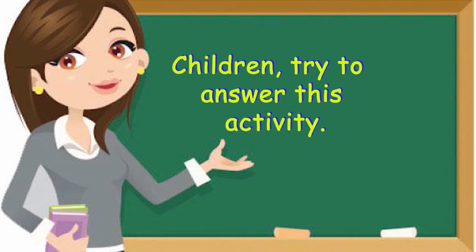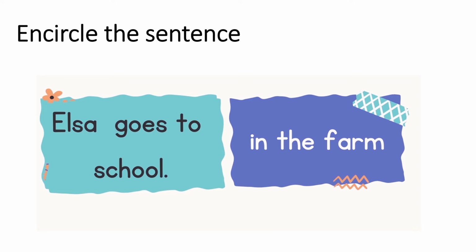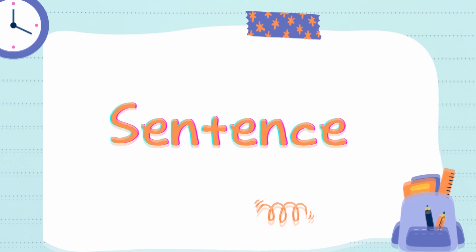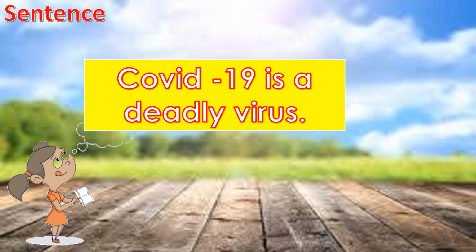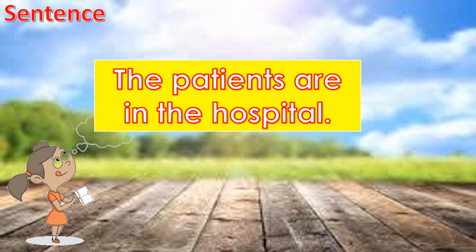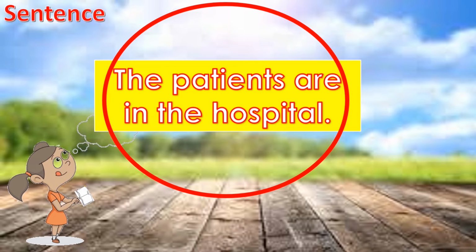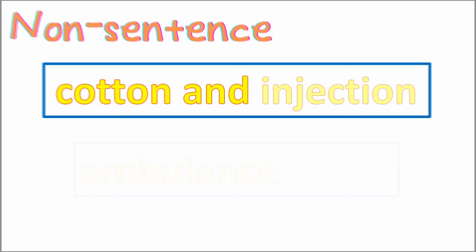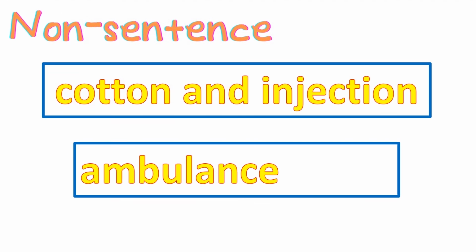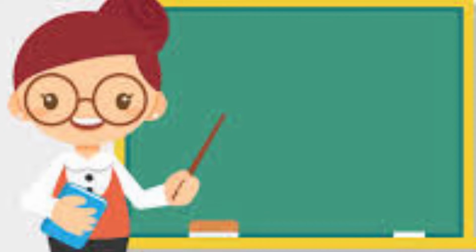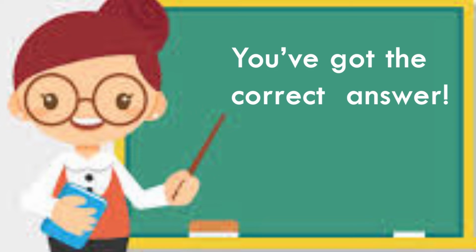Now, children, you try to answer this activity. Encircle the sentence and box the non-sentence. Sentences are: COVID-19 is a deadly virus. The patients are in the hospital. Non-sentences are: cotton and injection, ambulance or car. Very good. You've got the right answers.